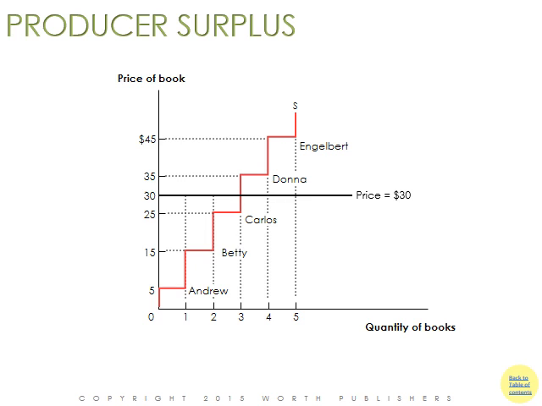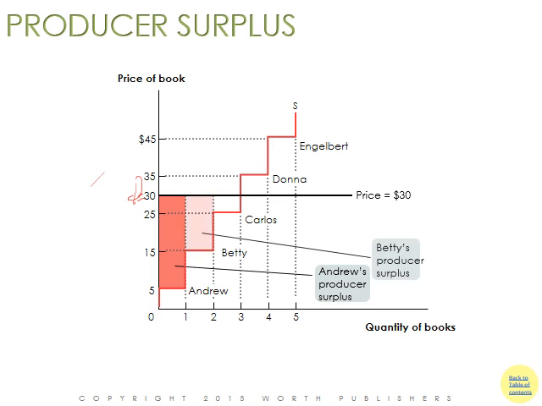Here we calculate the producer surplus in this market, assuming that the market price of the textbook is $30. At this price, Andrew is willing to sell the textbook for $5, but is able to sell it for $30. So his producer surplus is 30 minus 5, or $25. Betty's producer surplus is 30 minus 15, or $15. Carlos's producer surplus is 30 minus 25, or $5.